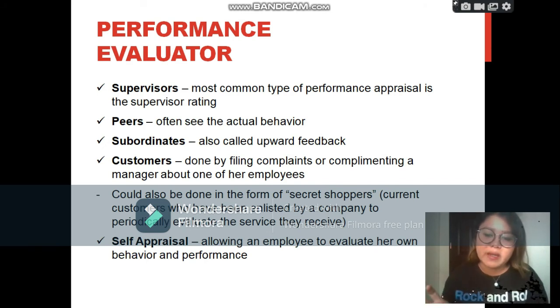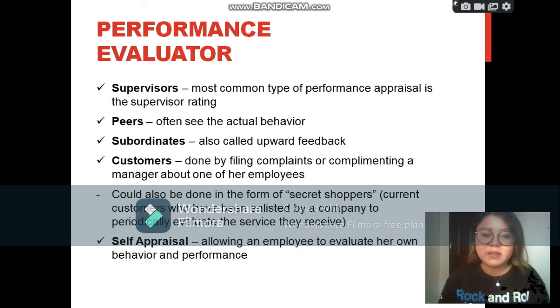If the subordinates give feedback on their superior, this is known as upward feedback because as you can see from the organizational structure, the subordinates are under the superior, so that's why it's called upward feedback. Okay, and then, of course, we have the customers, which is done by filing complaints or complimenting a manager about one of her employees. I usually do this.